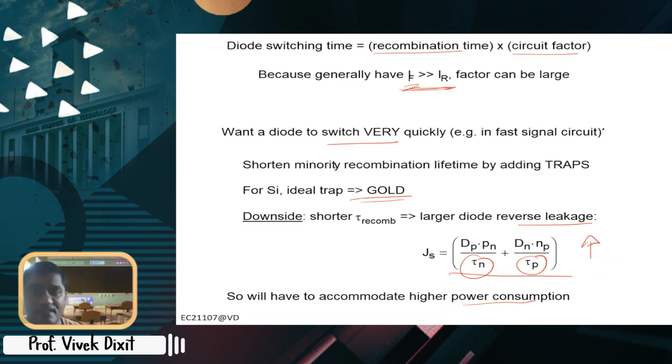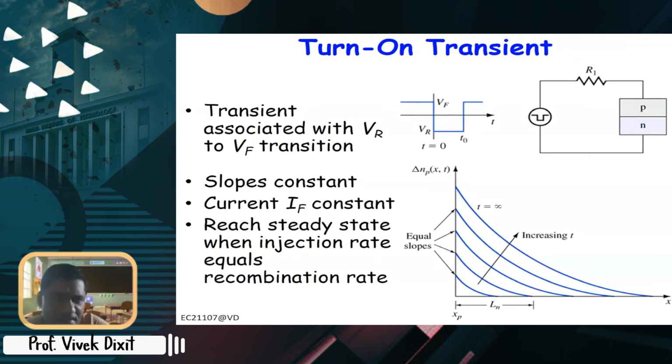So now let us see the turn on transient. Turn on transient is fairly simple, because here you basically have to supply the carriers, right? So you change from reverse bias to forward bias. And because the forward current is more or less constant, the slope also remains constant, and the charge keeps increasing till it reaches the steady state.